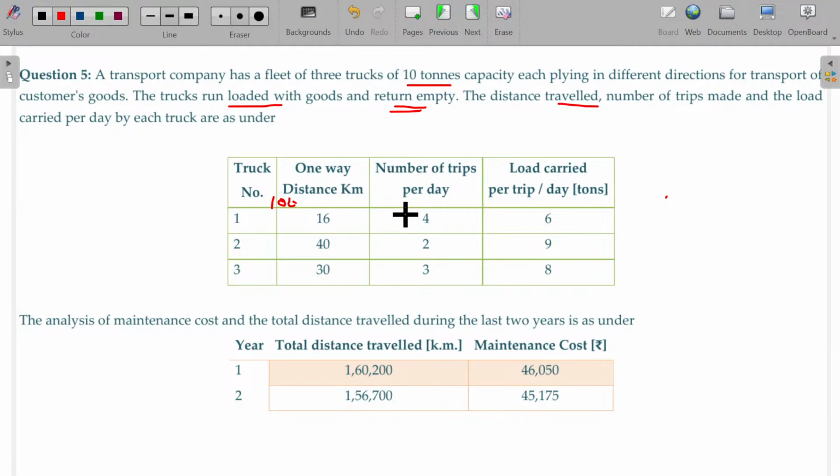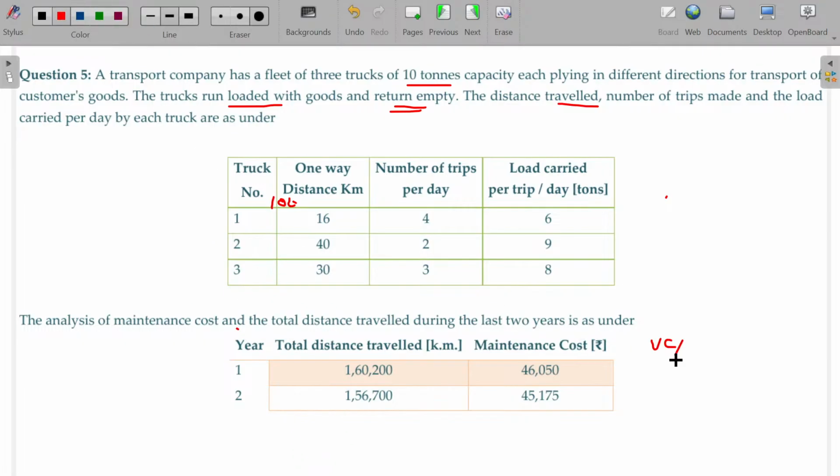So this is the per day information. Okay. Analysis of maintenance cost and total distance traveled during the last 2 years is as entered. Total distance traveled and maintenance cost is given. This will be a hint for you to segregate this cost into fixed and variable. Because two ranges traveled along with their cost are given, you have to find out the variable cost as well as fixed cost for maintenance.